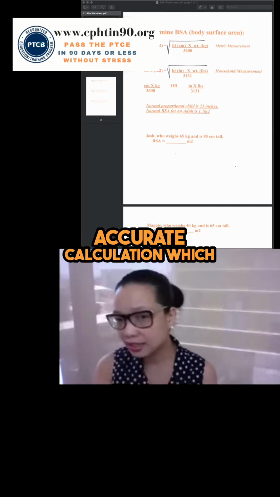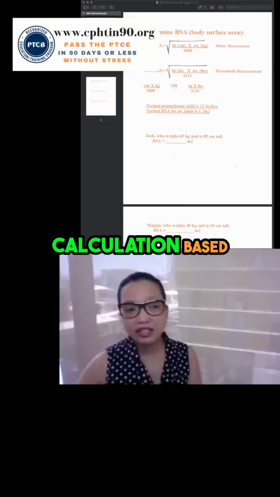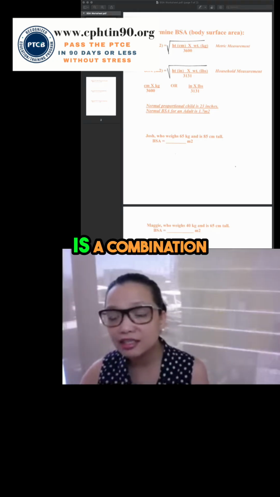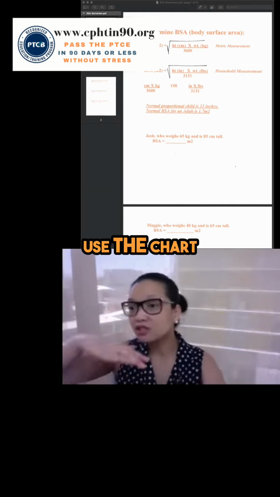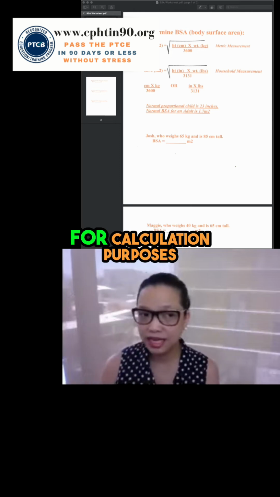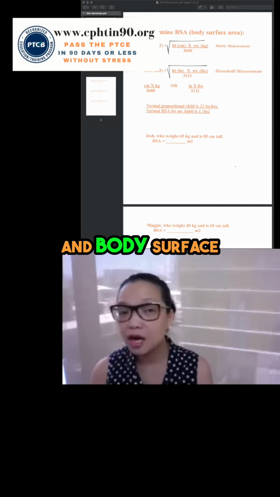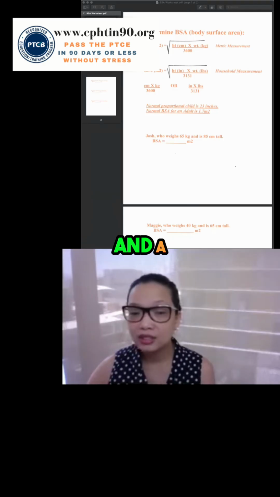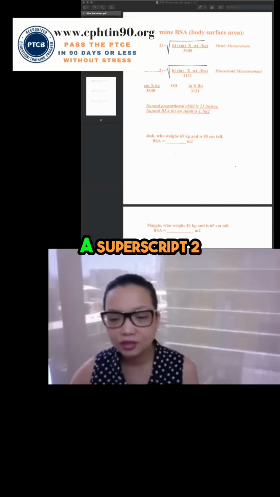There's a more accurate calculation, which I'd like to show you. It's on the board. Calculation based on body surface area. Can you see my screen? Okay. Body surface area is a combination of height and weight, okay? Or we can use the chart. It's in your textbook. But for calculation purposes, this is the computation for body surface area. Body surface area will be in units of meters squared, lowercase m with a superscript 2. You follow?